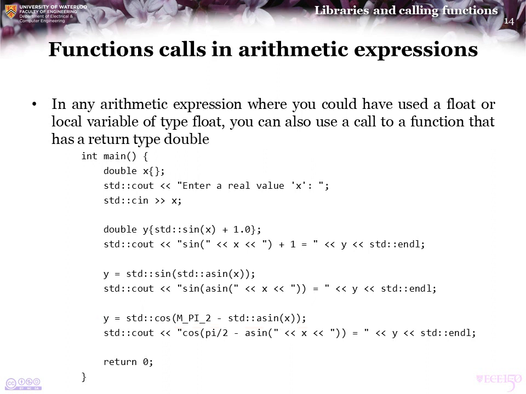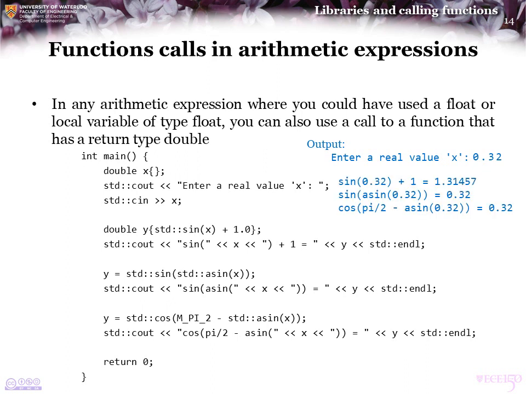So if we compile this program and execute it, it queries us for a value of x. Suppose we enter in 0.32 and hit enter. Then it tells us that sine of 0.32 plus 1 is approximately 1.31457 and change. Sine of arc sine of 0.32 is indeed equal to 0.32 as expected, and the third result also calculates to the same value.